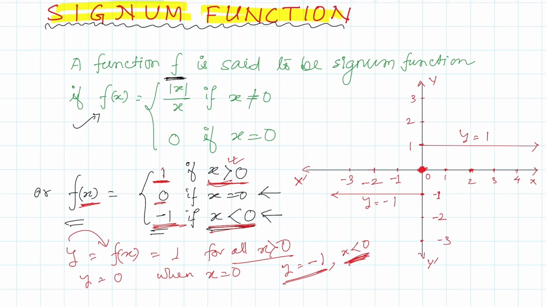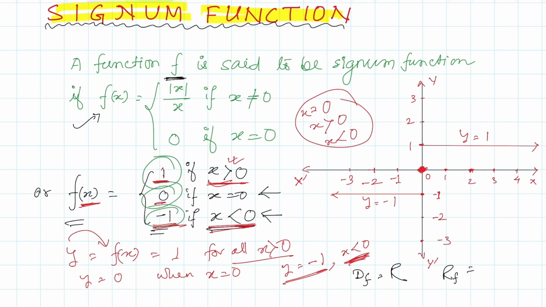So what will be its domain? Now you see, you can put all the values: x equal to 0, x greater than 0, and x less than 0. That means the domain of this function must be the set of all real numbers. And the range of this function: it doesn't matter what value you put, we can get only these three values, which are plus 1, 0 and minus 1. That's why the range must contain minus 1, 0 and plus 1. Only these three results we can get.